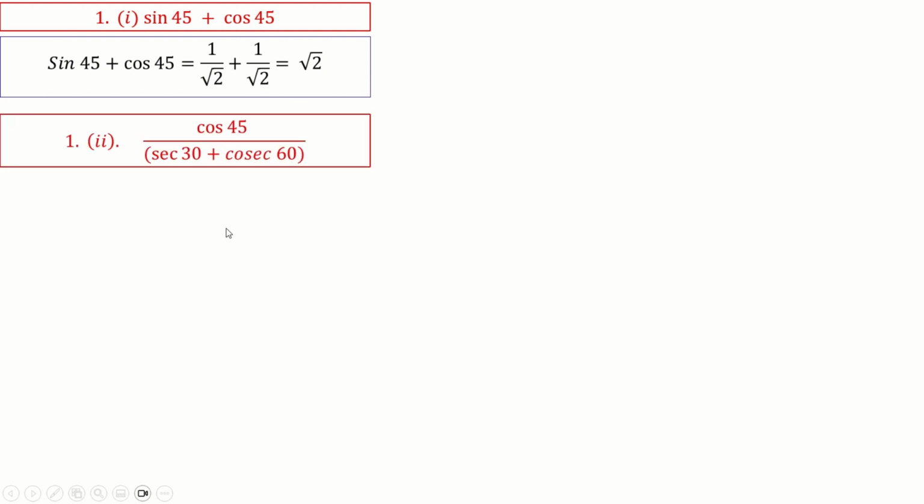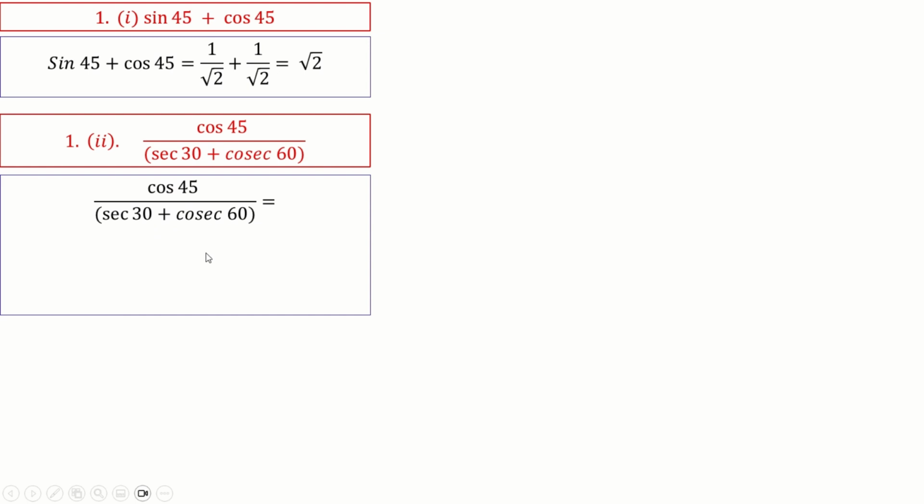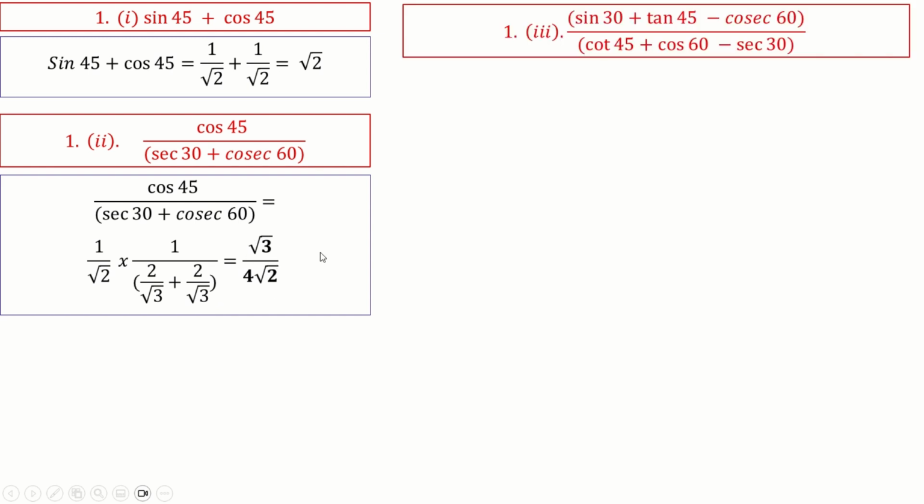Okay. Cos 45 divided by sec 30 plus cosec 60. So again, you have to just substitute values. That's all. There is nothing special in this. 1 by root 2 into 1 by 2 by root 3 plus 2 by root 3. Okay. Which is nothing but square root of 3 divided by 4 square root of 2.